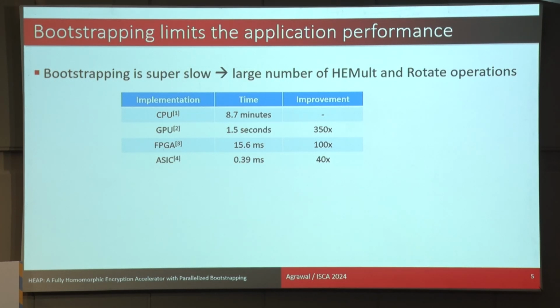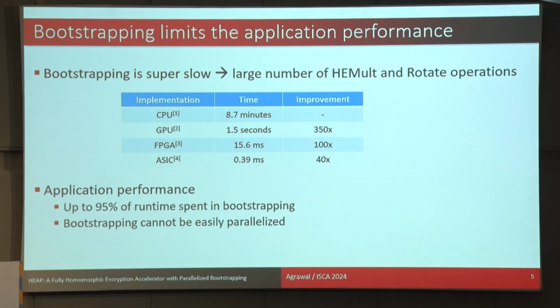The first CKKS bootstrapping implementation on a CPU took about 8 minutes. With all the algorithmic and hardware design improvements over the past 3-4 years, one of the GPU implementations reduced this bootstrapping time by 350 times, and subsequent FPGA and ASIC implementations reduced it further, bringing it down to almost 0.4 milliseconds. Even so, when performing an end-to-end machine learning application evaluation, up to 95% of the time can be spent in bootstrapping.